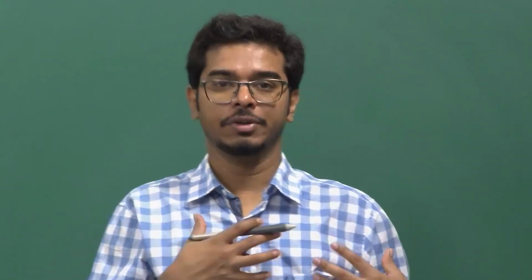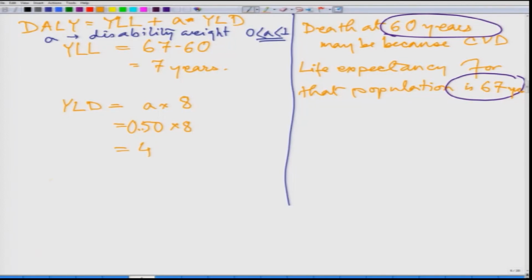Even if I have a pain, I don't feel the pain all the time, or I won't say that because I have pain, my life is gone. It's not like that, so that's how we adjust it. So now my total DALY is YLL, which is 7 years, plus YLD, which is 4 years. So, 7 plus 4 is 11 years.